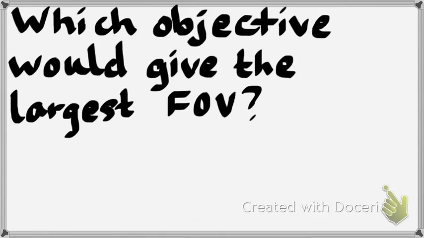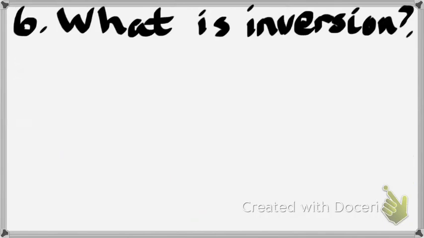Oh, we already know the answer to this one. Which objective would give the largest field of view? Scanning, 4x, also known as scanning. And we even proved that, I remember, with our ruler one day. Okay. All right, what is inversion? Inversion, everybody's on page 20 in the middle of the page, in case you need a reference page for inversion.